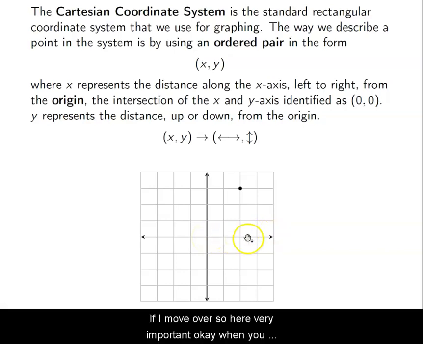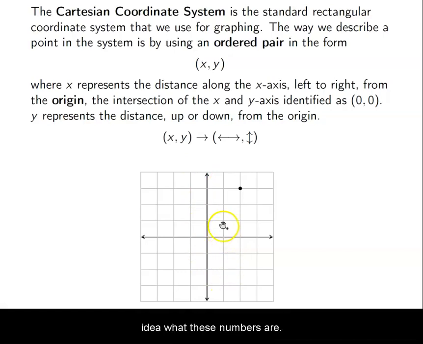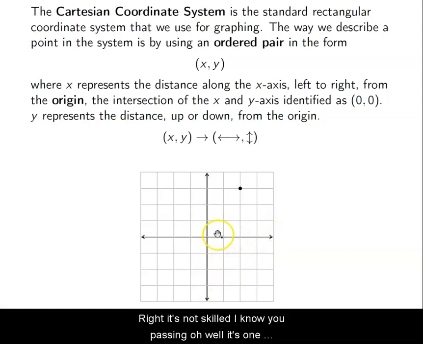If I move over, so here, very important: when you draw your coordinate systems, you have to label everything. So this is x, this is y. I have no idea what these numbers are. It's not scaled. I know you're probably saying, oh, well, it's 1, it's 2, and it's 3. But maybe it's not. Maybe we're counting by 5s. Maybe we're counting by 3s. Maybe we're counting by hundreds. I have no idea here.